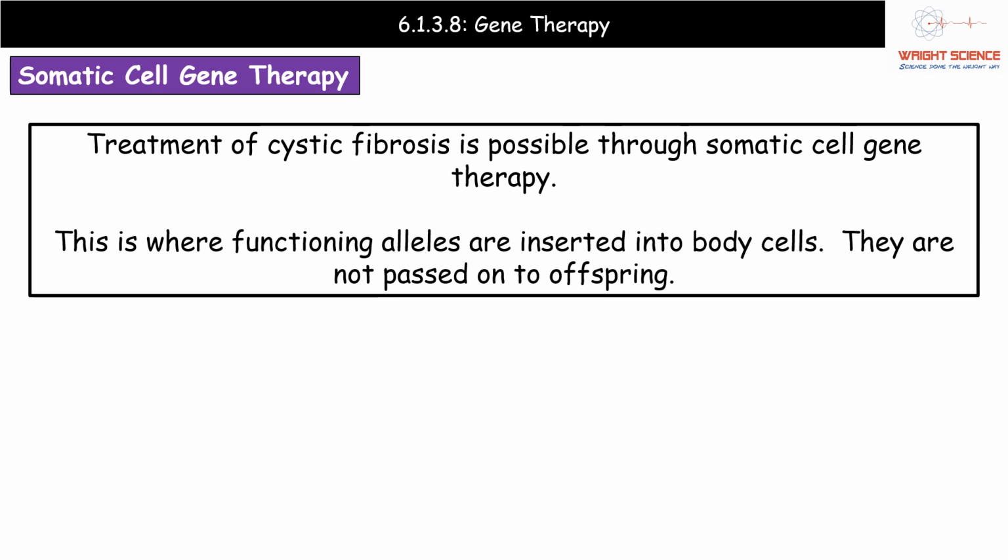And one of the approaches to tackling cystic fibrosis is to use this somatic cell gene therapy. What we're going to do there is insert these functioning alleles into the body cells. Now, the key thing to remember here is that when we're talking somatic cell gene therapy, whatever we do is not going to be passed on to the offspring. We're not changing the genome permanently. We are just changing the alleles present within certain cells. So it won't be passed on to any offspring, but it can help treat these conditions.